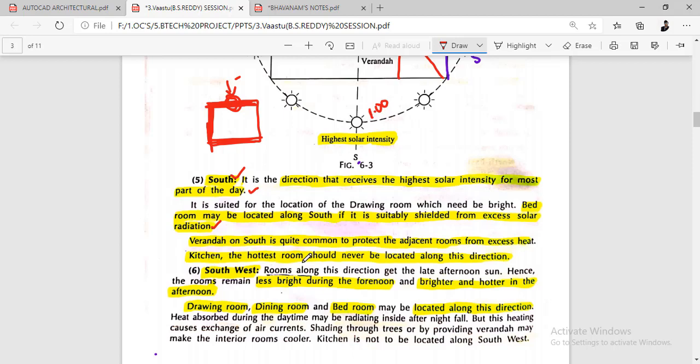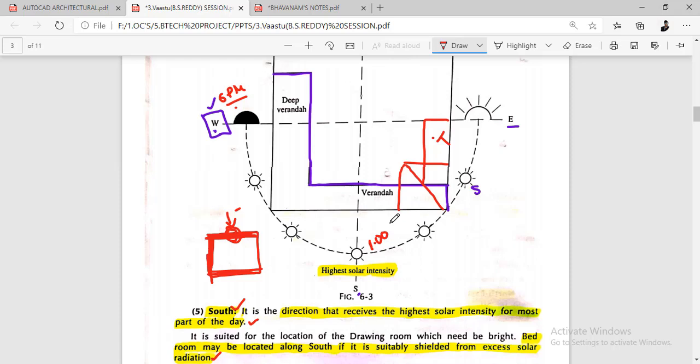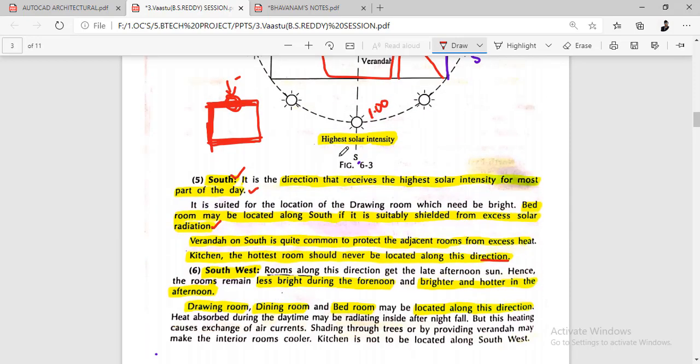And the kitchen is the hottest room, it should never be located along this direction. So you shouldn't provide a kitchen in the south direction. This south side is the hottest, and the kitchen is also the hottest. Those two things can't stay in that home.